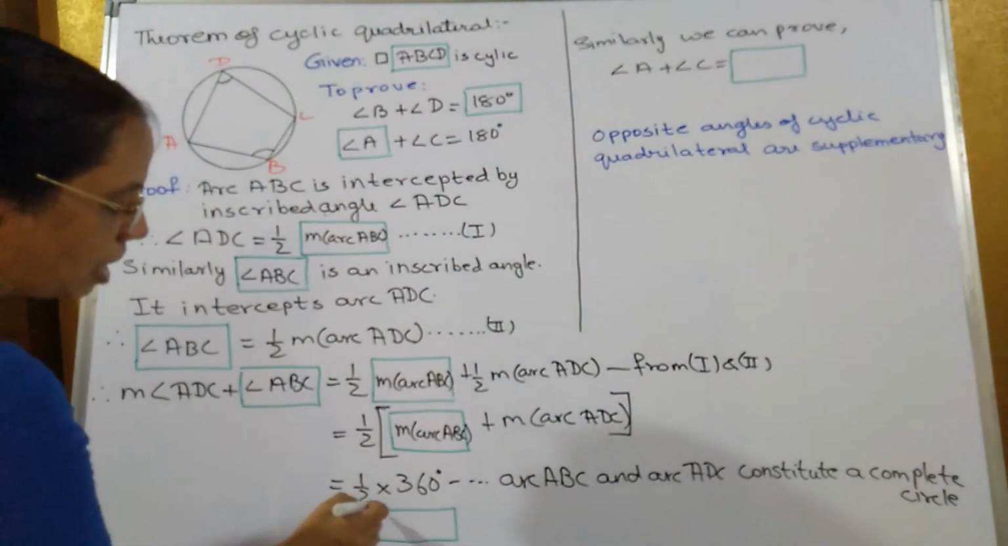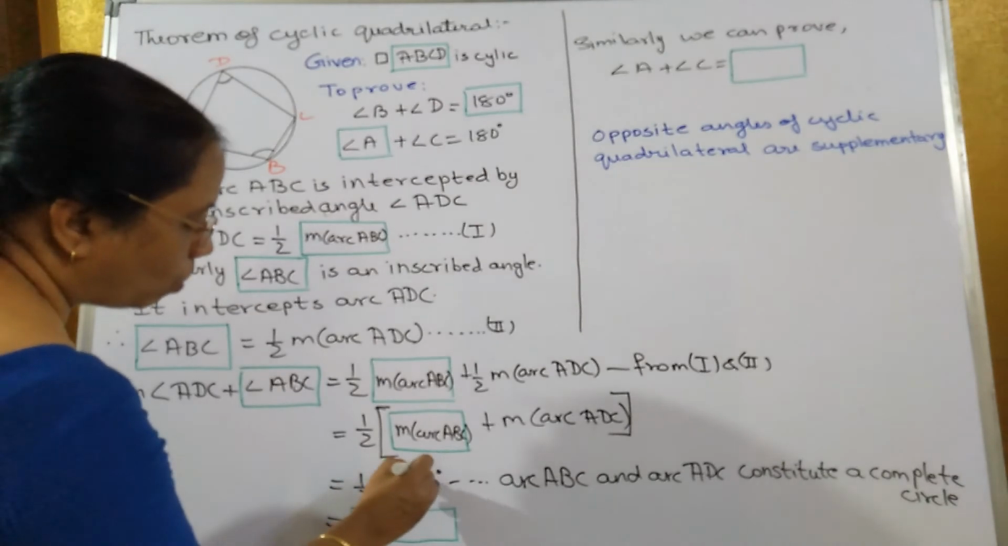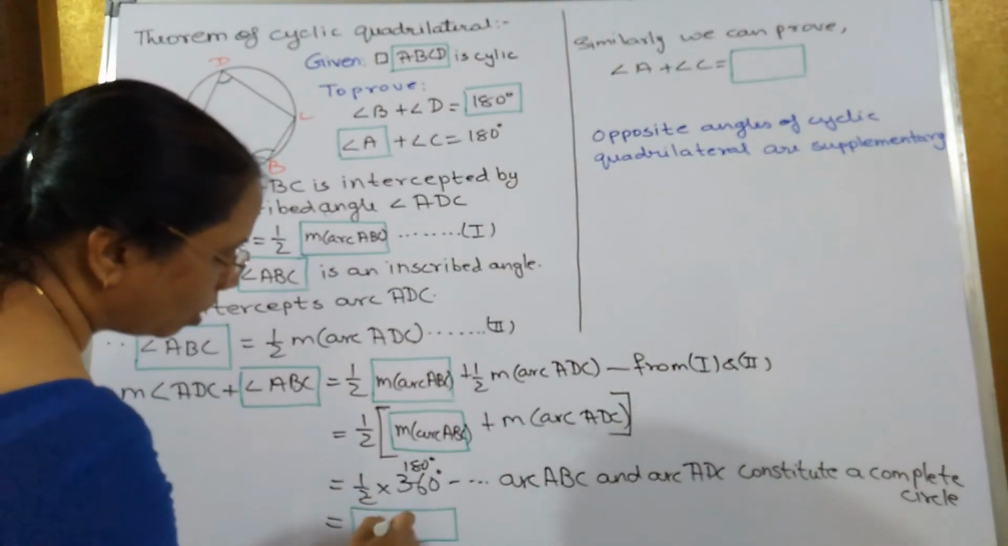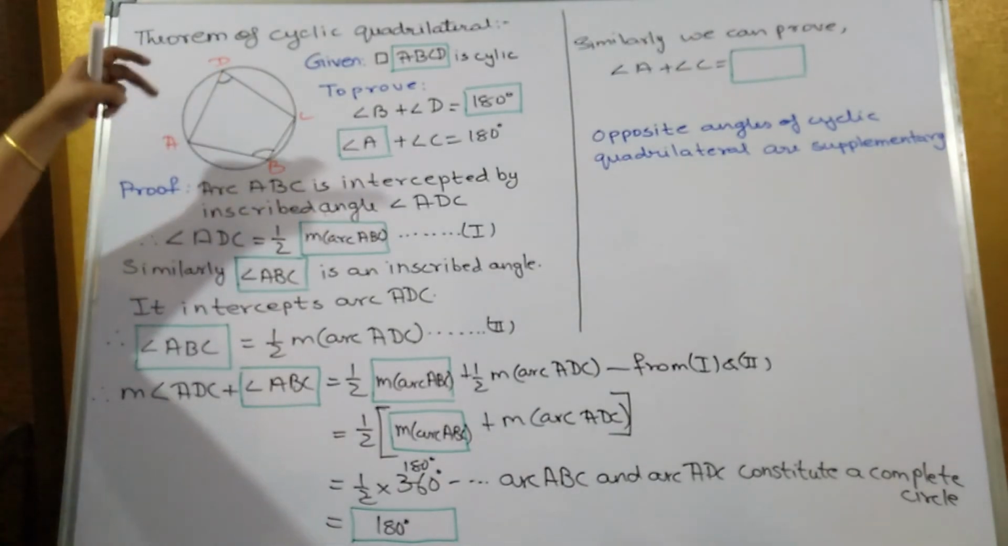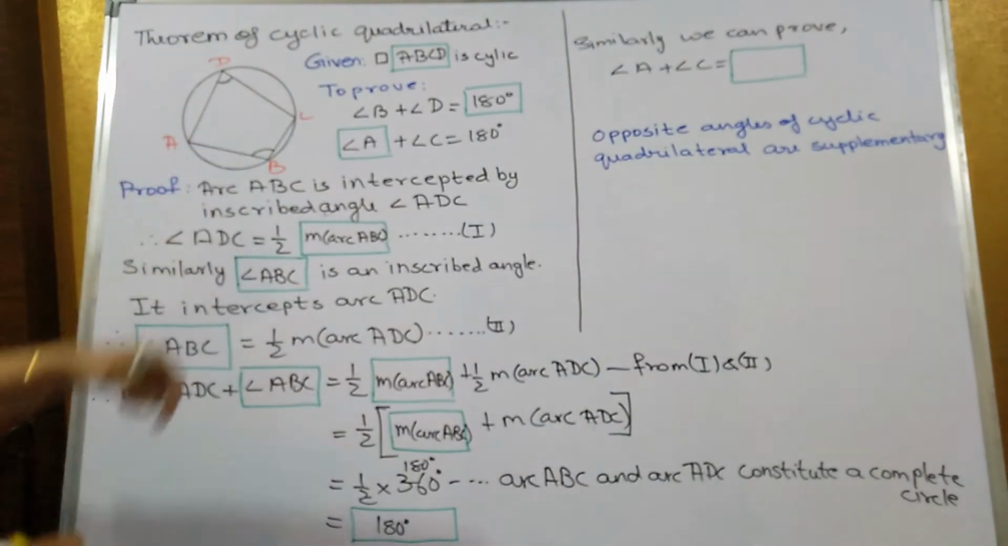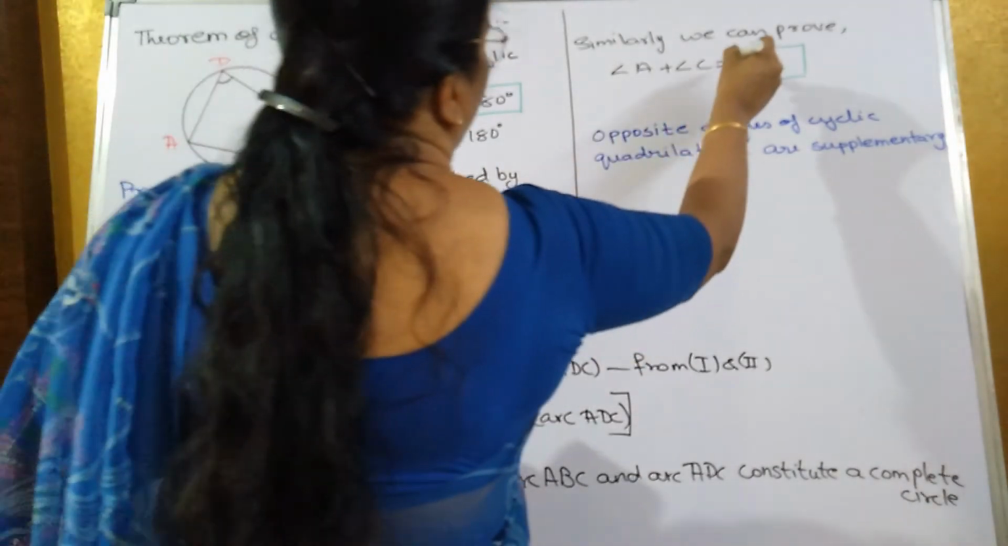360. Now when you divide this, what you get? 180 degrees. So the answer is what? 180 degree. Now this we had proved of D and B. Similarly, you can prove that angle A plus angle C is also equal to 180 degree.